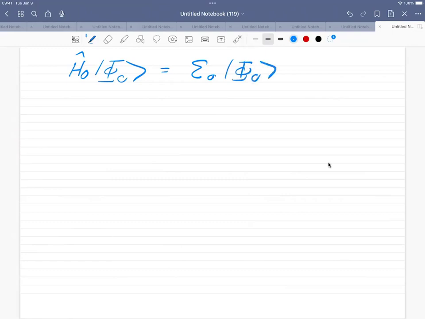So this is an uppercase epsilon 0, and that is the sum of all the states up to the Fermi level of these epsilon i's, where the epsilon i's are just the eigenvalues of the single particle operator.